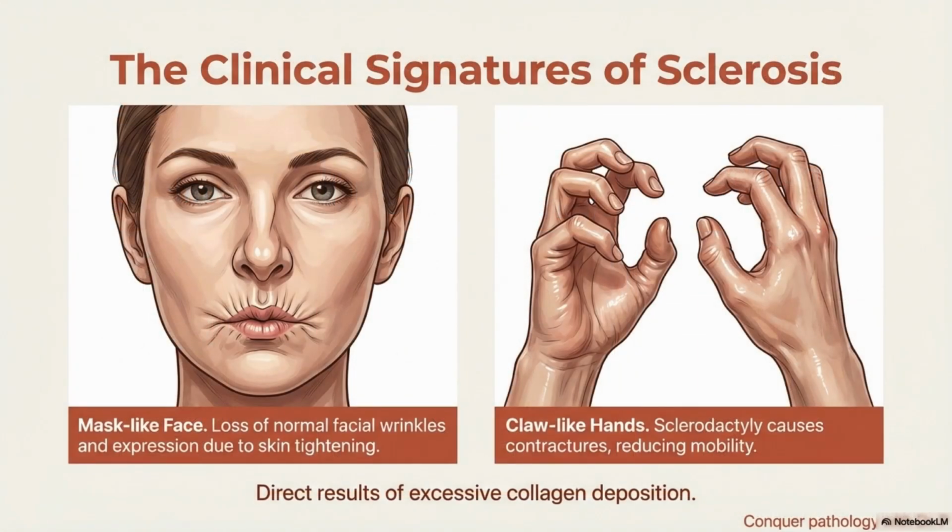Look at these clinical signatures on the slide. This is what fibrosis looks like. Mask-like face. The skin is so tight, they lose their facial wrinkles and expressions. The mouth opening becomes small. That is microstomia. Claw-like hands. We call this sclerodactyly. The fingers contract and curl because the skin is too tight to move.